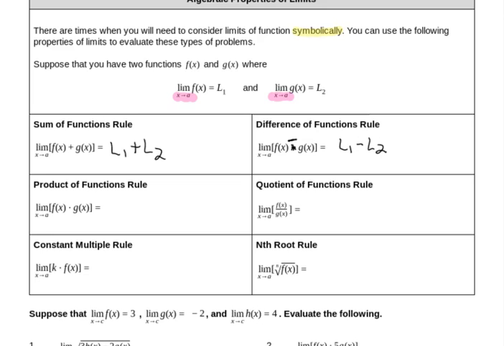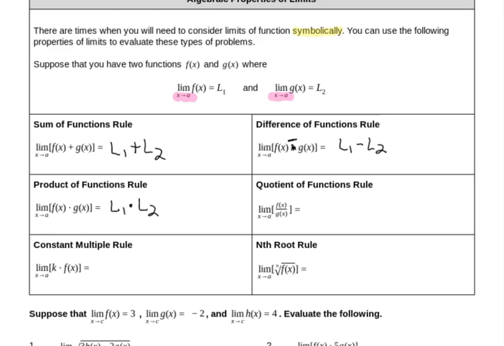Product, of course, means multiplication. So the limit as x approaches a of f of x times g of x really just means take the limit as we approach a for f, which is L1, and multiply it by the limit that we get for g, which is L2. So we're really just taking the values that we have.